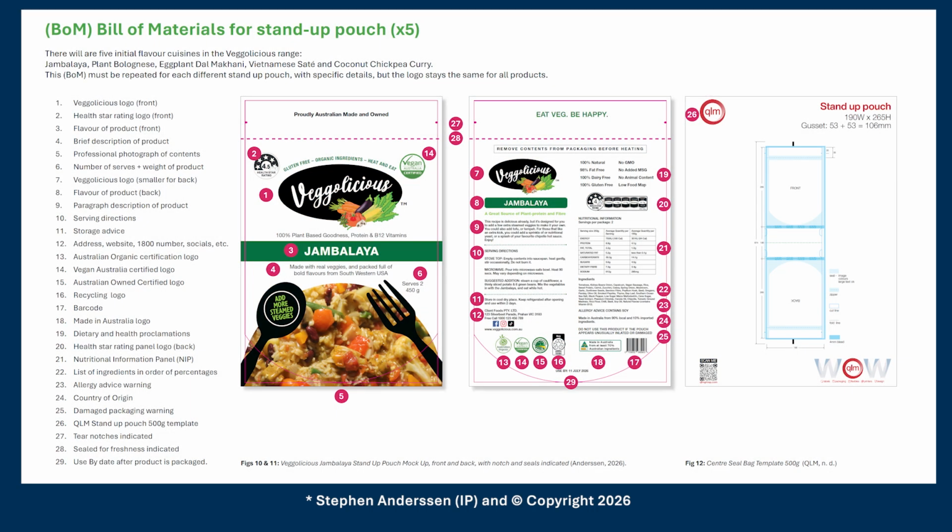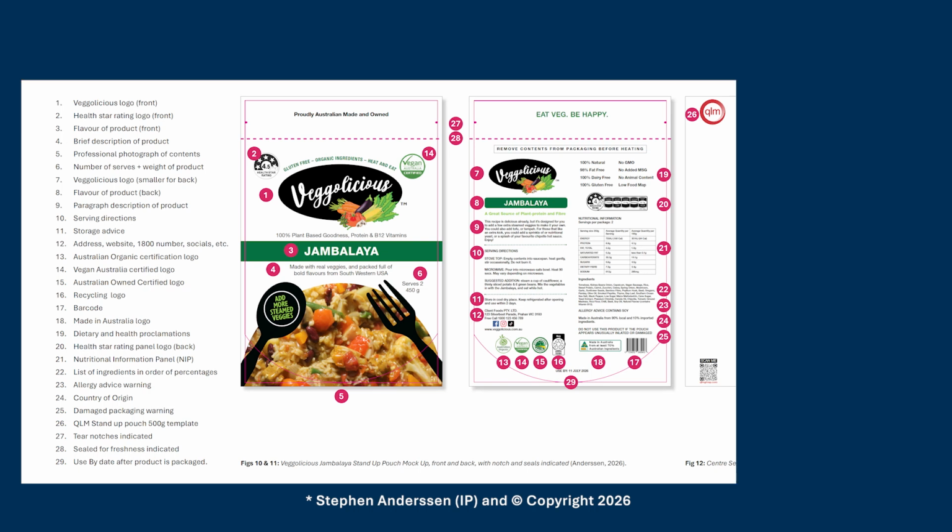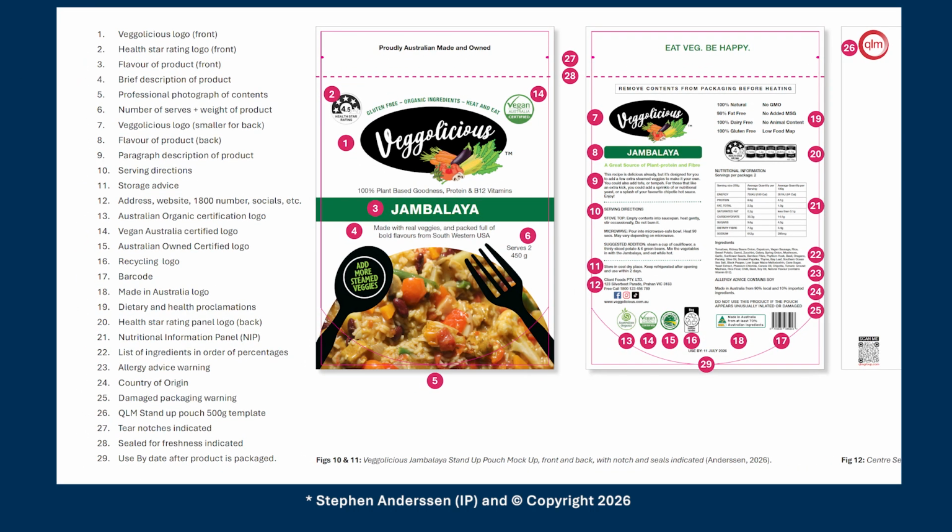First up, we have a BOM, which is a bill of materials for the 5 stand-up pouches that I'm designing. I have mapped out all the different elements on the pack, front and back, so that I can tell what is needed, what is going to go where, and the basic structure of all the details that are going onto the pouches. Obviously, I'll need a different BOM for each of the different flavours because the details will change slightly, particularly the nutrition information and the ingredients. A lot of the other details will stay the same though.